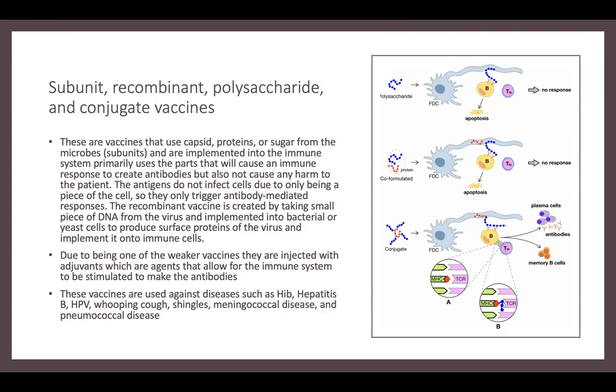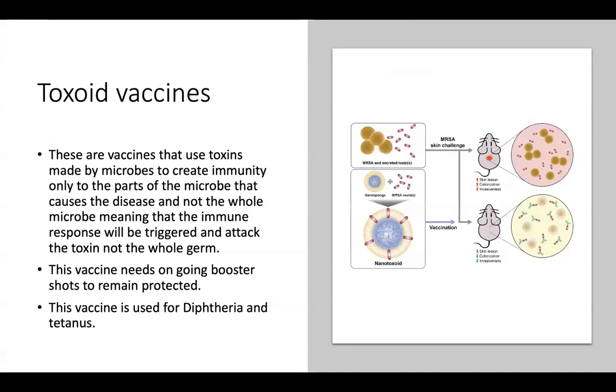Due to being one of the weaker vaccines, they are injected with adjuvants, which are agents that allow the immune system to be stimulated to make the antibodies, essentially tricking the body into thinking that it's acquiring the virus or bacteria, but it's not. These vaccines can be used against HIV, hepatitis B, HPV, whooping cough, shingles, meningitis, and pneumococcal disease.